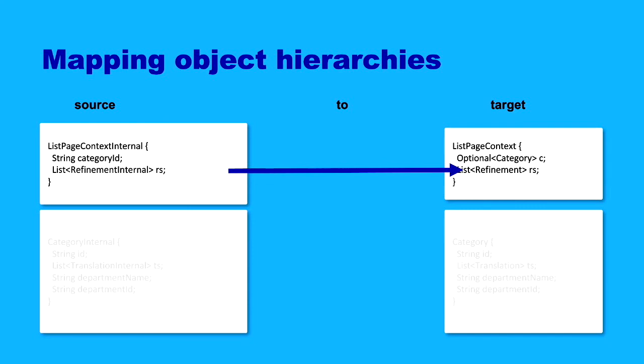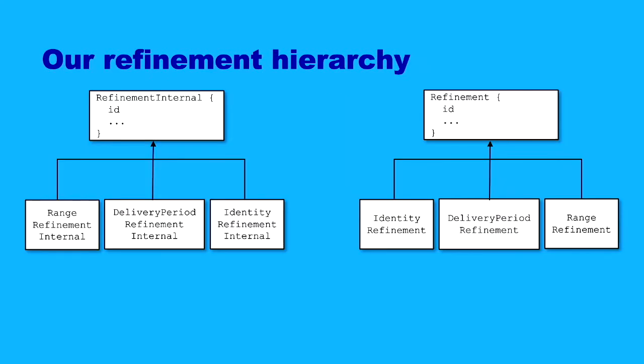Okay, finally, let's have a look at mapping object hierarchies, because like I said, refinements actually come in different flavors. A refinement can actually be an identity refinement, a specific one-value thing the user has selected, for example, the color red, but it can also be a range, for example, price, 10 to 100 euros.